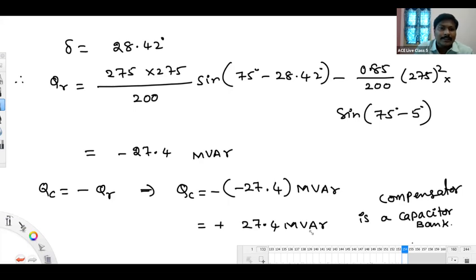We are supplying plus 27.4, but not to maintain unity power factor, since the load power factor is already unity. To maintain the voltage at 275 kV, we are keeping the compensator. Whether it is a capacitor or an inductor depends upon the exact value of the voltage.